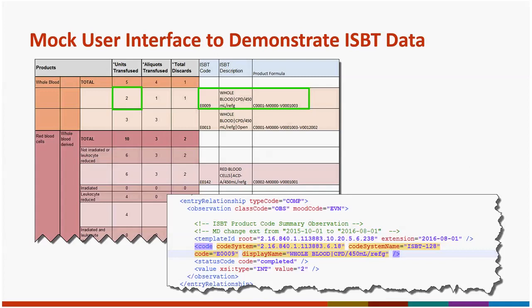And then to go one step further, under the orange, you'll also see whole blood equals 5, and under that, how many ISBT blood products were there, and there was a total of 5. The one highlighted in green says number 2, and that's the snippet of code down below. So now we're getting more granular, and you'll see the whole blood for ISBT 128, the code E0009, and it shows the value of 2. Next slide.